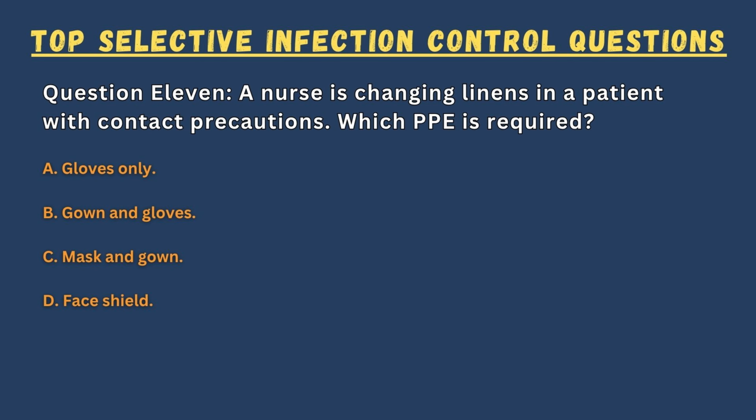Question 11. A nurse is changing linens in a patient with contact precautions. Which PPE is required? A. Gloves only. B. Gown and gloves. C. Mask and gown. D. Face shield. Answer: B. Gown and gloves.